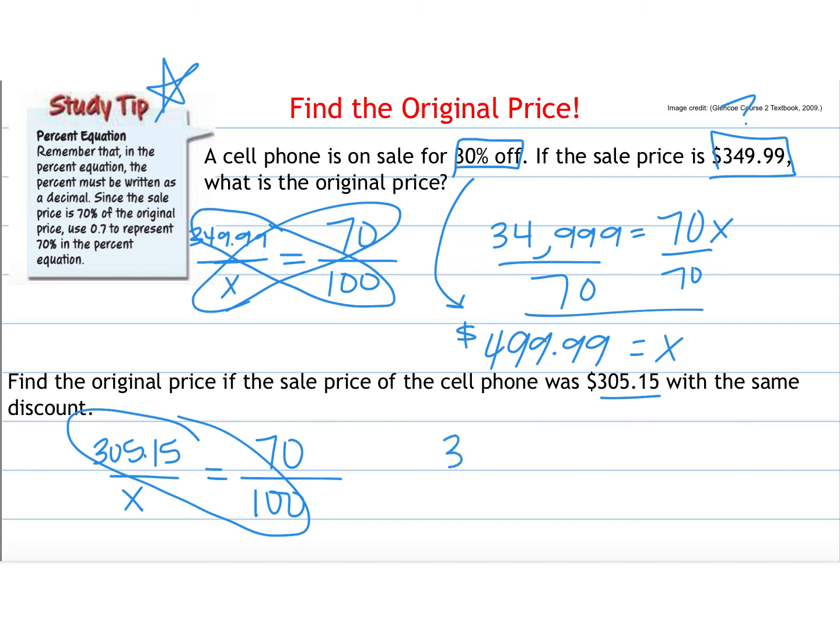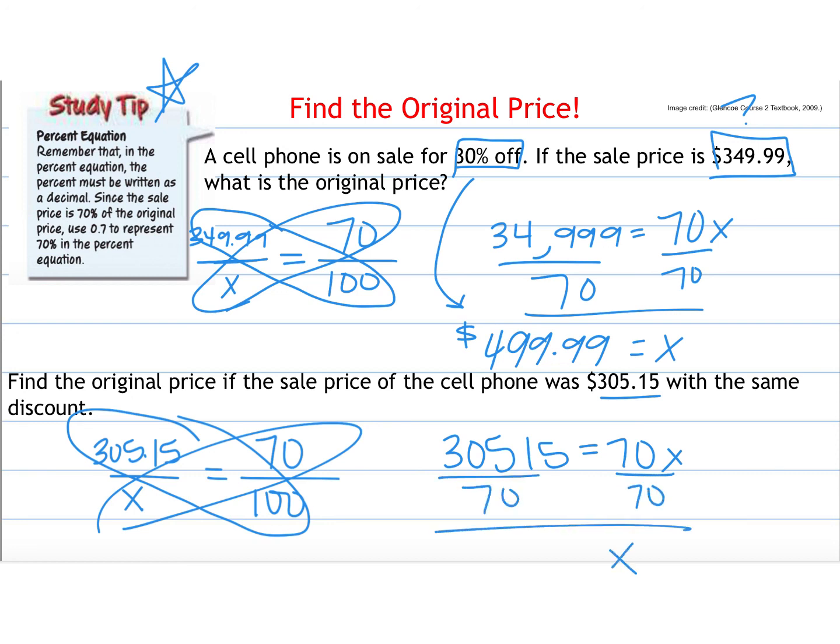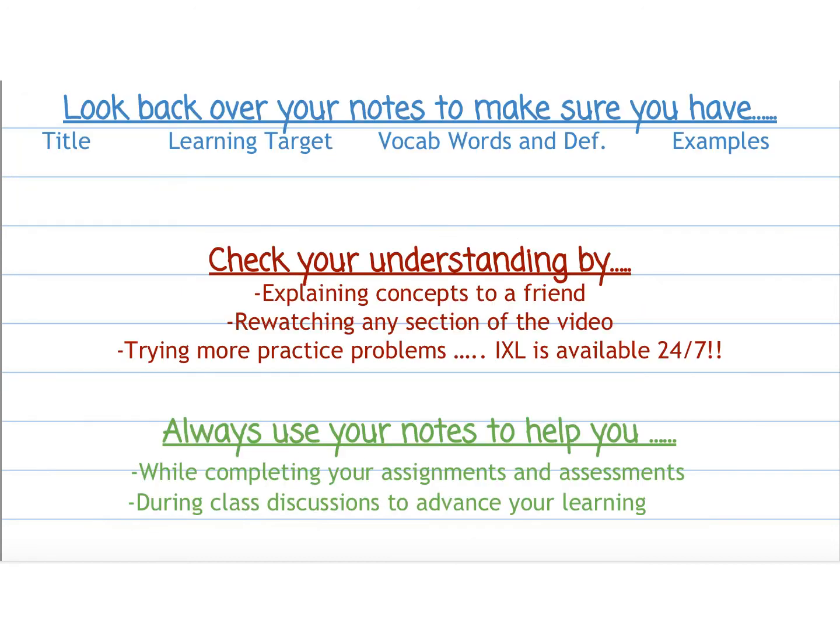305.15 times 100 would be 30515 equals 70 times x. So now to get rid of the 70, we're going to divide both sides by 70. 30515 divided by 70. We end up with $435.93 for our original. And then again, I can check that by seeing, hey, if I find 30% discount on that price, do I end up with my $305.15, which I do. So that's working backwards to find the original.